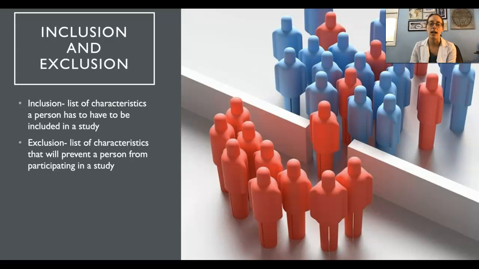That brings us to inclusion and exclusion properties. So inclusion is simply the list of characteristics a person has to have to be included in a study. And then exclusion is the list of characteristics that will prevent a person from participating in a study.